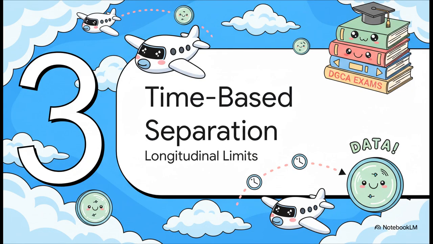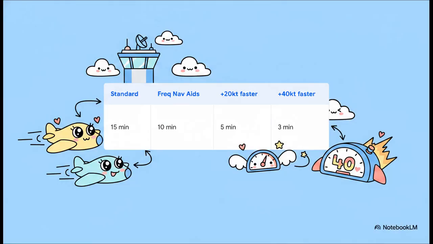Let's move on to Section 3, longitudinal time-based separation. Now this module is heavily data-driven, so stay with me. Notice the blue regulatory table here. The standard longitudinal time separation is 15 minutes. But if we have frequent position and speed updates from nav aids, we can actually reduce that to 10 minutes.